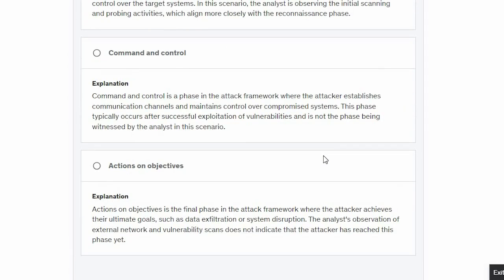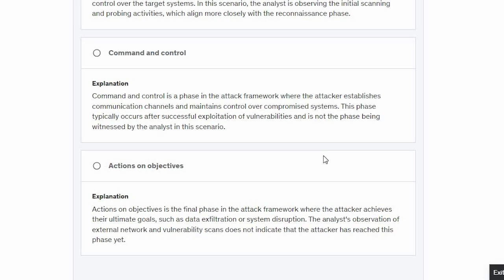Answer number 3, command and control. Command and control is a phase in the attack framework where the attacker establishes communication channels and maintains control over compromised systems. This phase typically occurs after successful exploitation of vulnerabilities and is not the phase being witnessed by the analyst in this scenario. So command and control is not the correct answer.